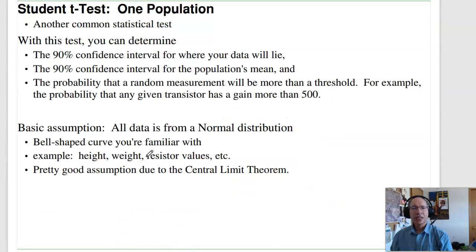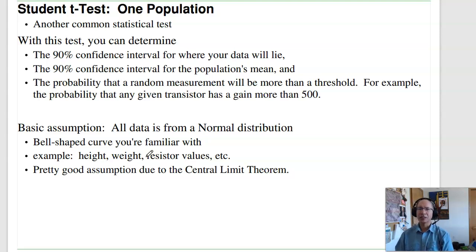A second test, probably the most common test you're ever going to use in electrical and computer engineering, is the student t-test. The t-test is a test of the mean. With the t-test, I can determine the 90% confidence interval for where your data is going to lie, such as if I have a battery. How much energy will it be in the next battery that I buy?